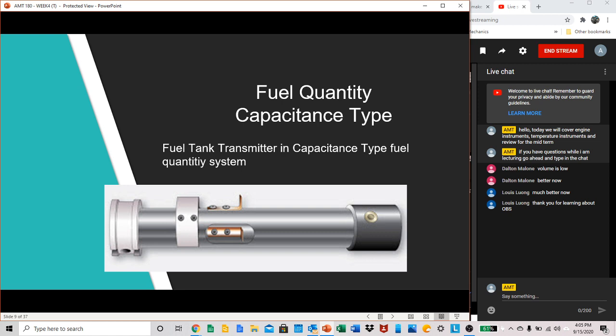You have your fuel quantity capacitance type. So this image is an image of a fuel tank transmitter that is used in a capacitance type fuel quantity system. And the capacitance type is what we have on the mock-up that many of you saw. So if you've done the mock-up, you've probably done a little bit of reading about some of these fuel quantity systems, the different systems, but it will be up to you guys to read about these things in more detail for your test.